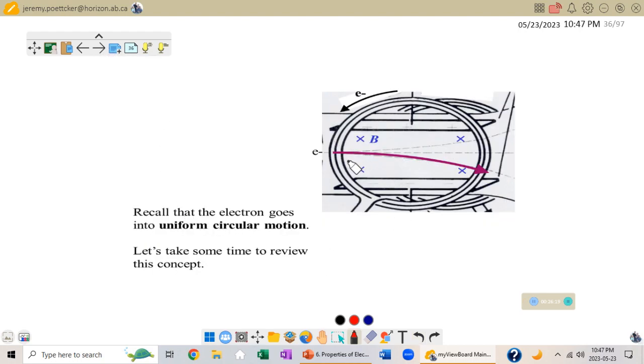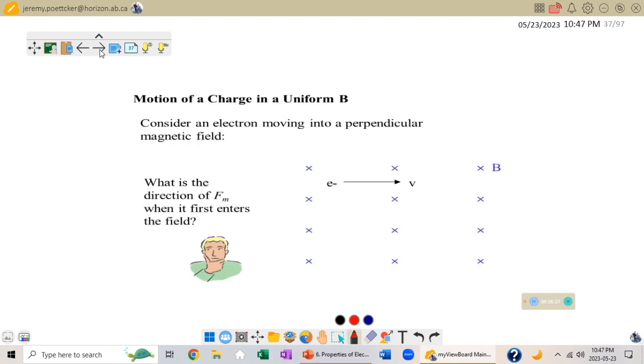Recall, inside the coil, it's in uniform circular motion. So, reviewing uniform circular motion really quickly: considering an electron moving in a perpendicular magnetic field, what is the direction of FM when it first enters the field? If we look at this, it's an electron, so it's negative.